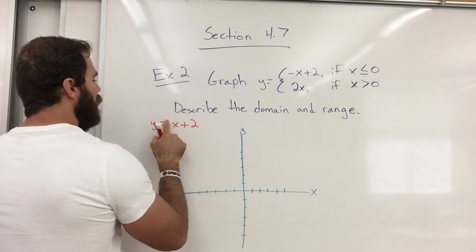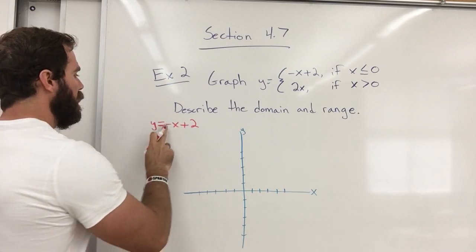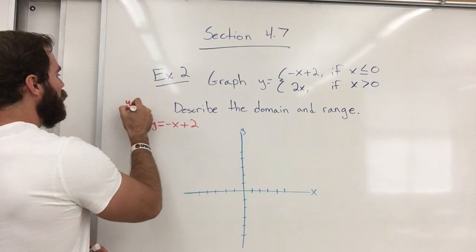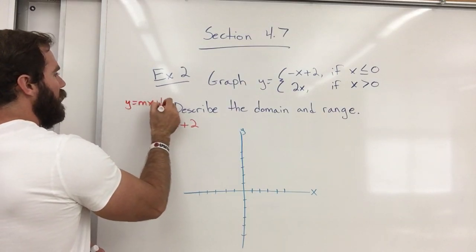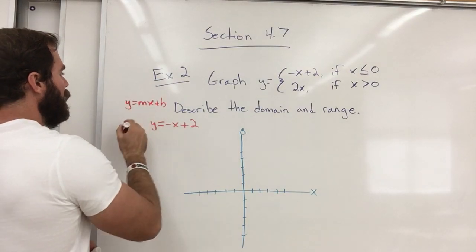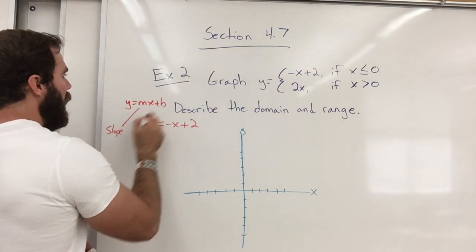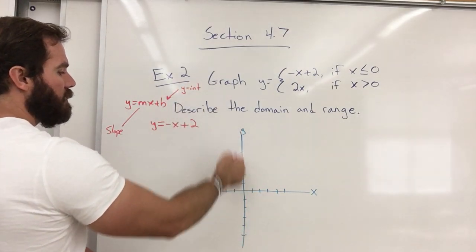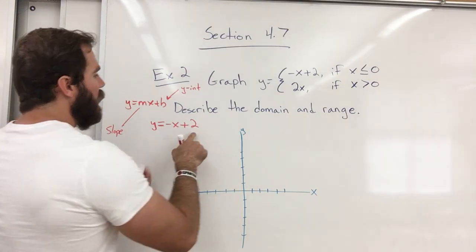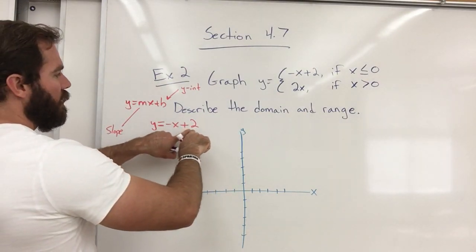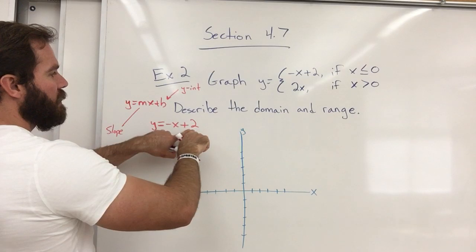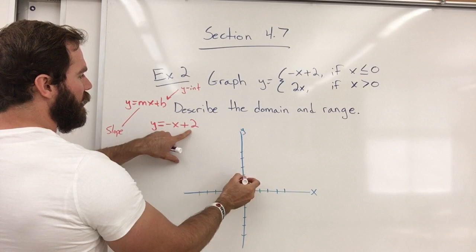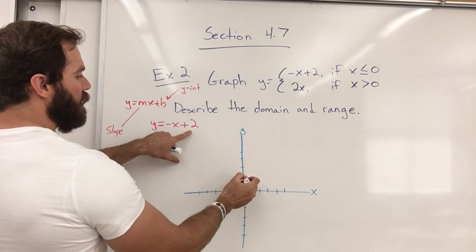Now, you already know how to graph an equation that looks like this. This is the same as y equals mx plus b. Your m is the slope, and your b is the y-intercept, where it crosses the y-axis. So here is our b. It's going to cross the y-axis at the 2. So that's going to be one of my points right there.